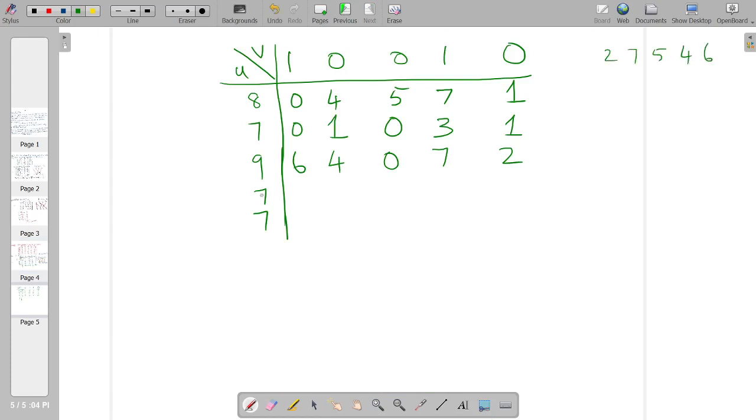So now what I do is I calculate delta. Here 7 plus 1 is 8 minus 2 is 6, 7 minus 7 is 0, 7 minus 5 is 2, 8 minus 4 is 4, 7 minus 6 is 1. So I have completed the entries of row 4.